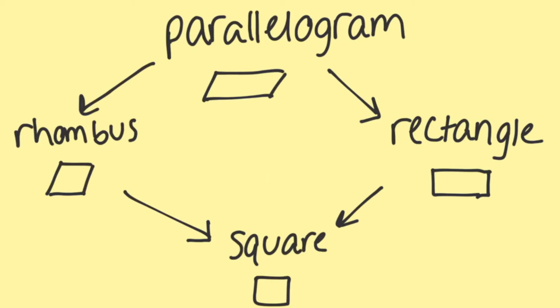This flowchart might help organize everything in your head, where parallelograms are at the top, rectangles are a specific type of parallelogram, so all of the properties of parallelograms hold true. Rhombuses are a specific type of parallelogram, and then squares have all of those other properties.